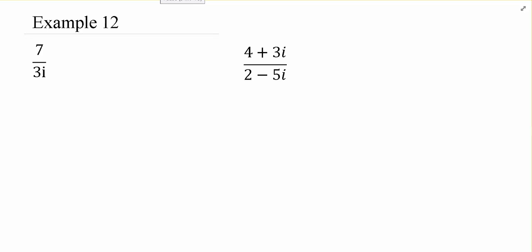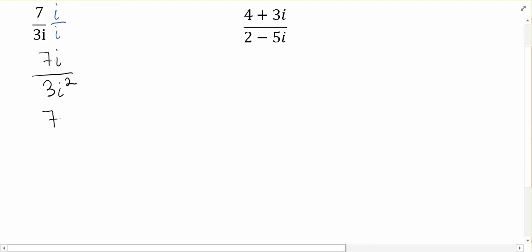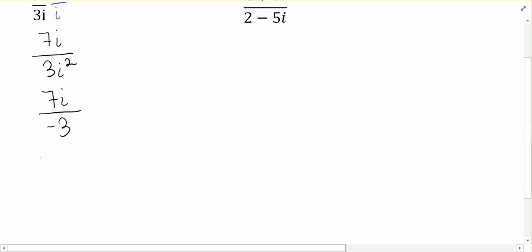So let's do an example of each. The first example has only one term in the bottom. So all we need to do is multiply by I in the top and bottom. And again, this is 1, so it's perfectly legal. That gets us 7I in the top, 3I squared in the bottom. But I squared is just -1. And then instead of a negative in the bottom, we put the negative out front. Simple as that.